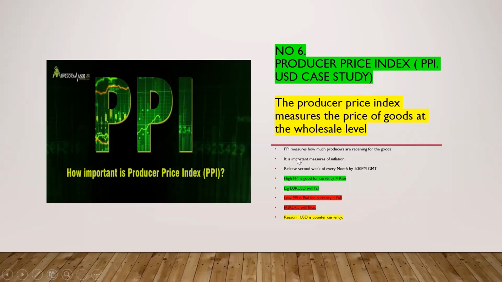Now, look at the key takeaway, something that you need to understand. PPI measures how much producers are receiving for goods, how much industries are receiving, what is the cost of their production. That is PPI, the producer price index, how much they are being sold for.